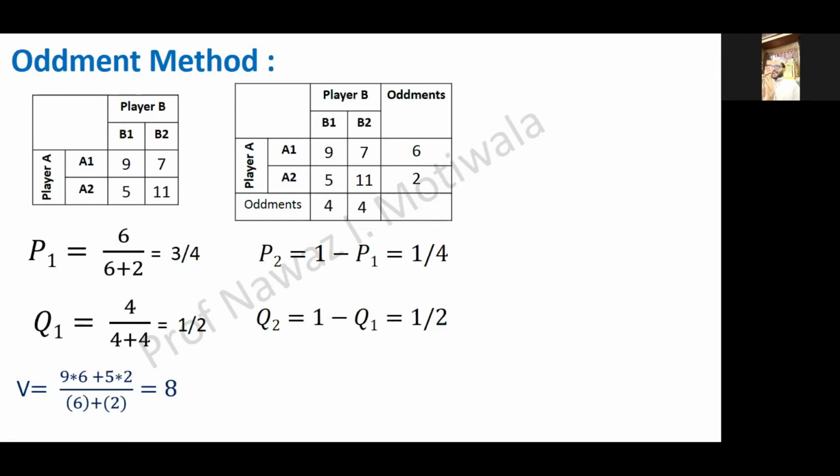So I can say that the value of the game, please understand this concept, is 9 multiplied by 3 by 4. Why 9 multiplied by 3 by 4? Because every time he plays this strategy, he will get rupees 9, and the probability that he will play this strategy is 3 by 4. So I will do 9 multiplied by 3 by 4. That will be his value of the game only for the first column. Then next, plus 5 multiplied by P2. So the answer I will get is the same. Okay, so this was the concept which I needed to explain.